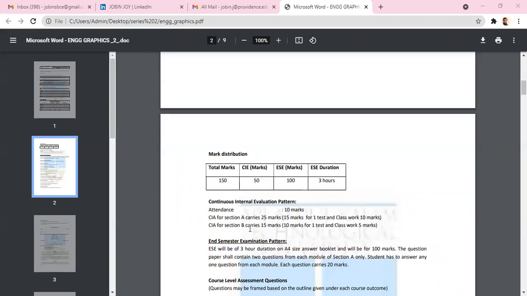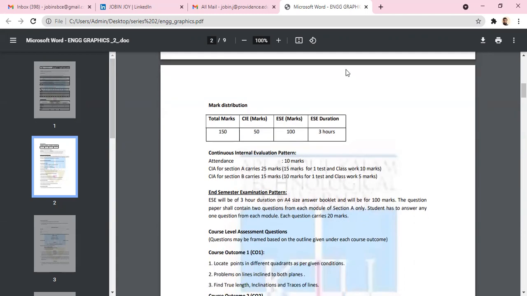Okay, so I have explained what is CIA, continuous internal evaluation, and also the end semester examination. The end semester examination, as I already mentioned, is a 3-hour examination, and it will be on an A4 size booklet. You have to write answers in the A4 size booklet, and the exam will be of 100 marks. So the question pattern is like this.